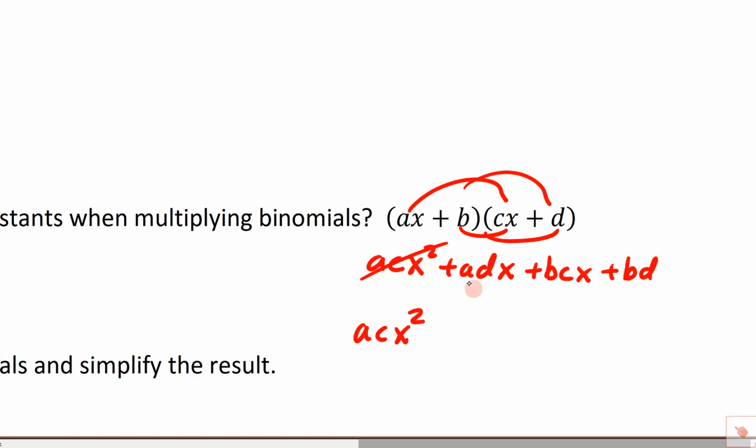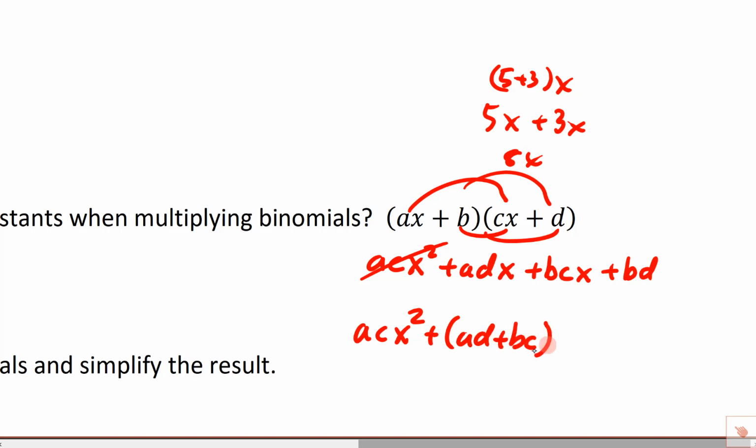So here's what we would do. Normally, if we had something like this, let's say we had 5x plus 3x, we'd add those two together and we'd write it down as 8x. Well, what we really did is we said 5 plus 3, and then we put the x on the very end. So let's do this: ad plus bc times x. Put the x on there, and then we'll finish it off with bd.